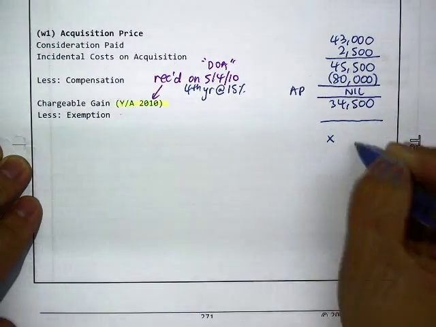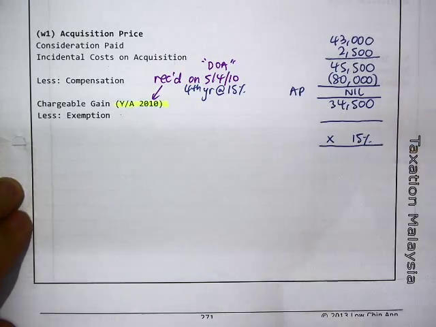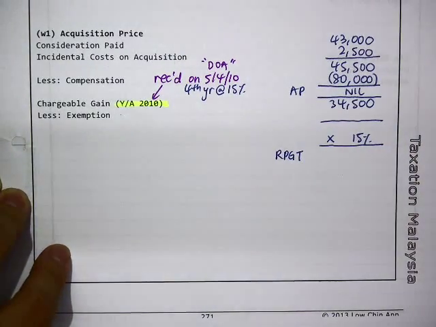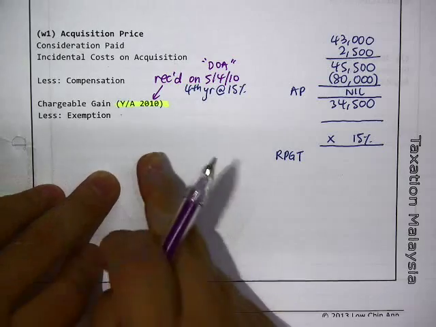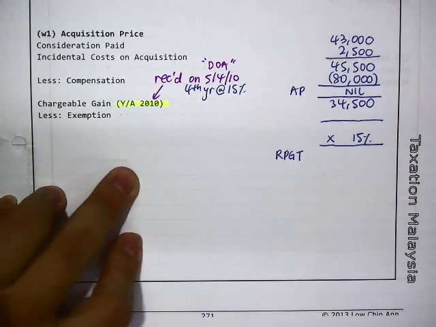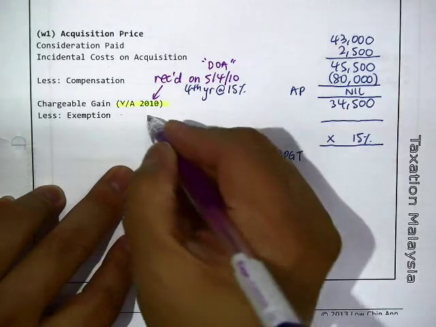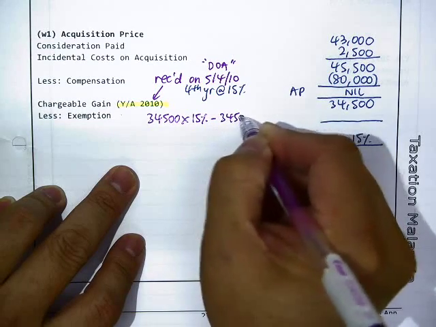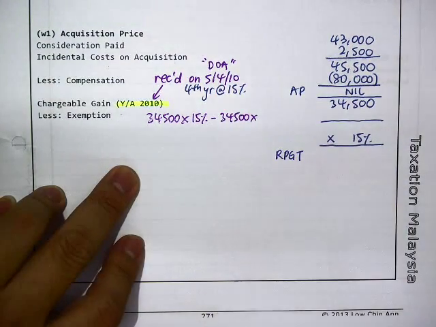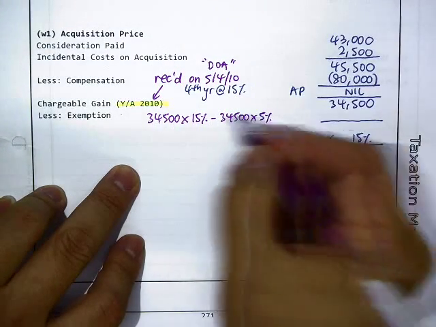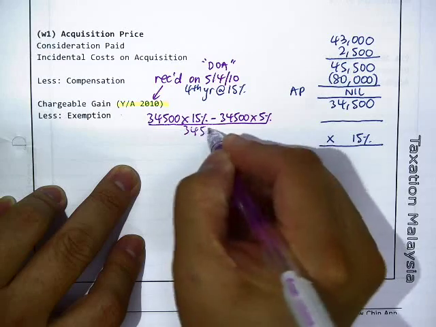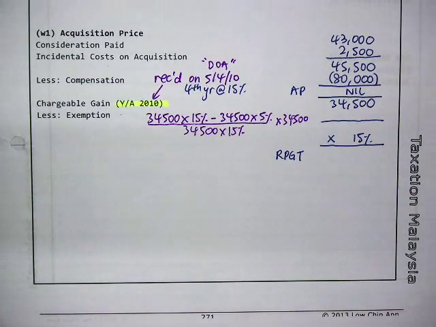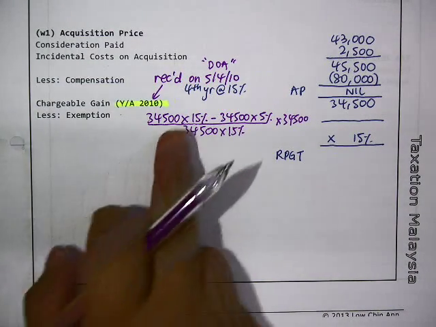Now in that case, it will immediately turn into a gain of 34,500. And that gain is in YA 2010, because that is the year you receive the compensation. This compensation was received on 5th of April 2010. That means you treat this as your date of acquisition. Okay, so if this is the 5th of April 2010, which year would that be?